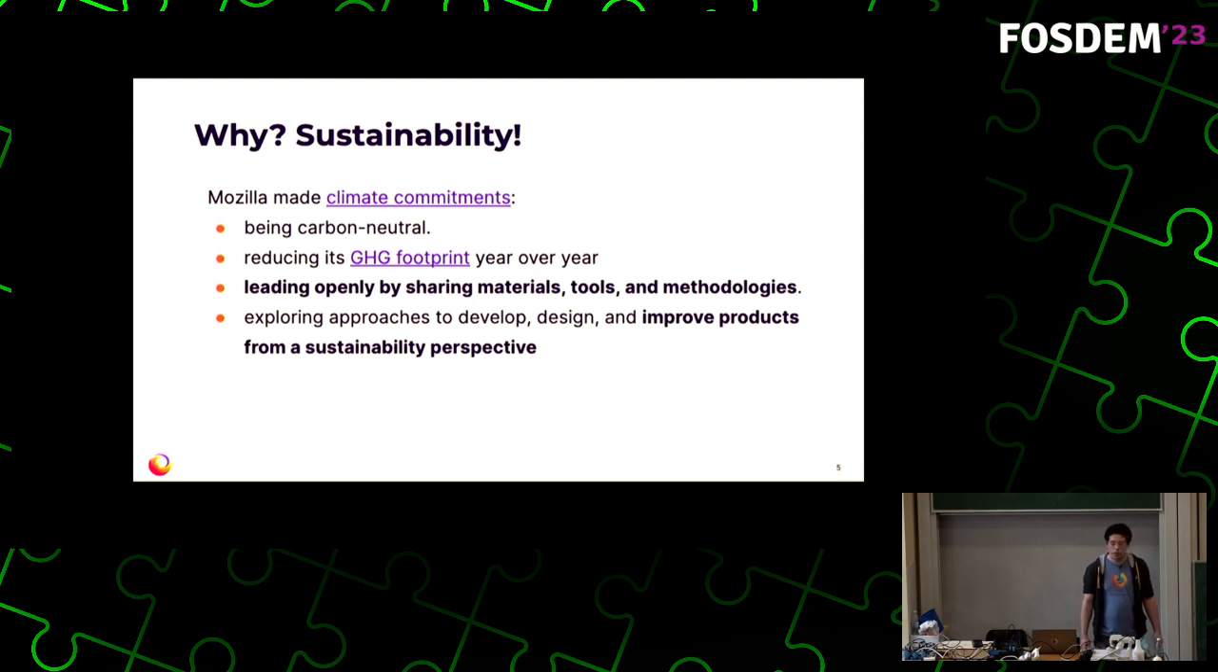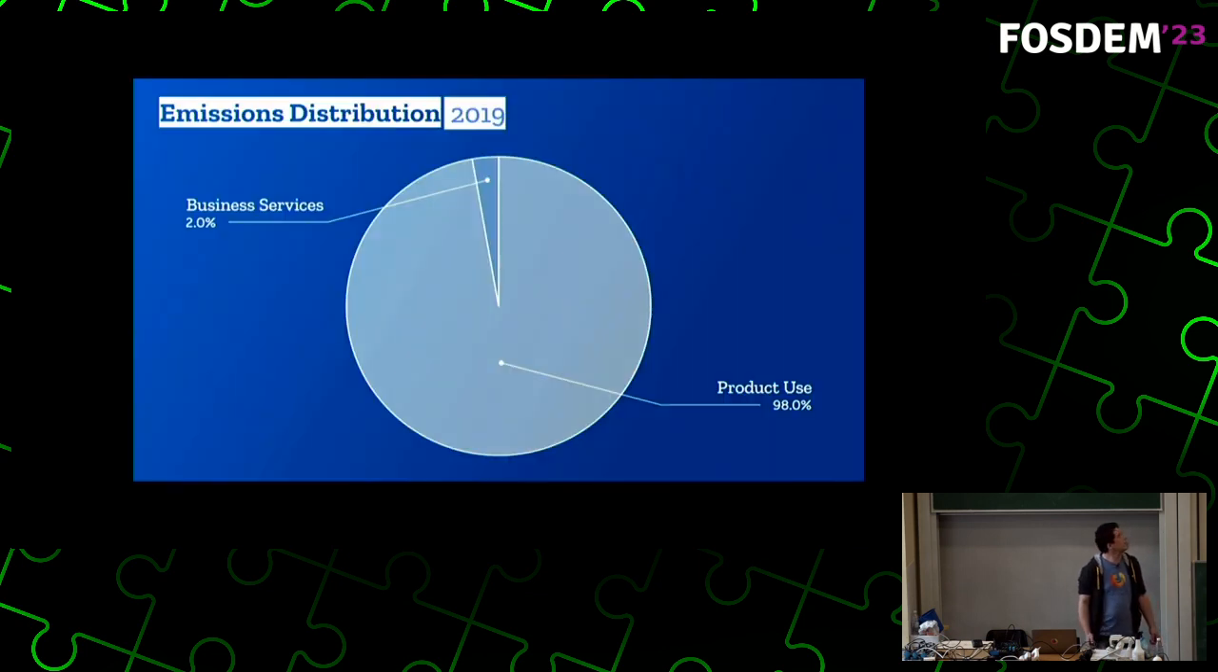And the reason why we care so much about our product is because when estimating our carbon footprint, because we have many users, the use of our product is actually 98% of our footprint. So flying less, having more efficient offices, this is all very great, but if we want to save a lot of power, that's really looking at the product that we should go.